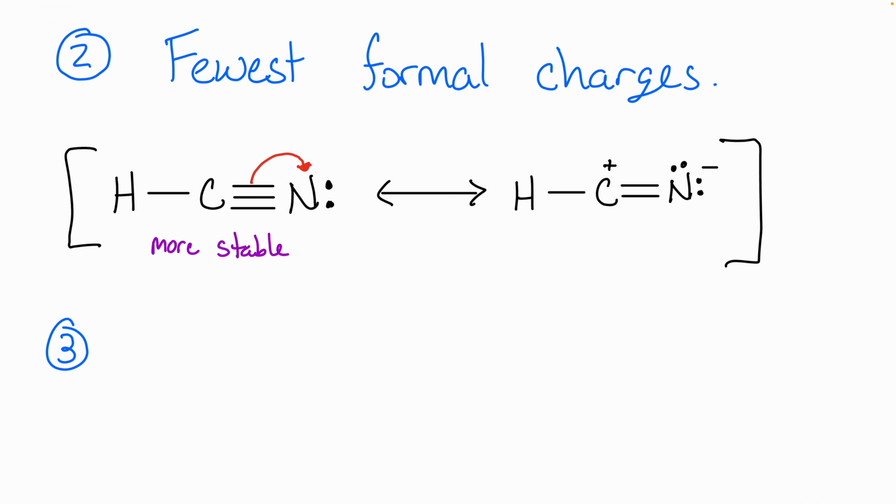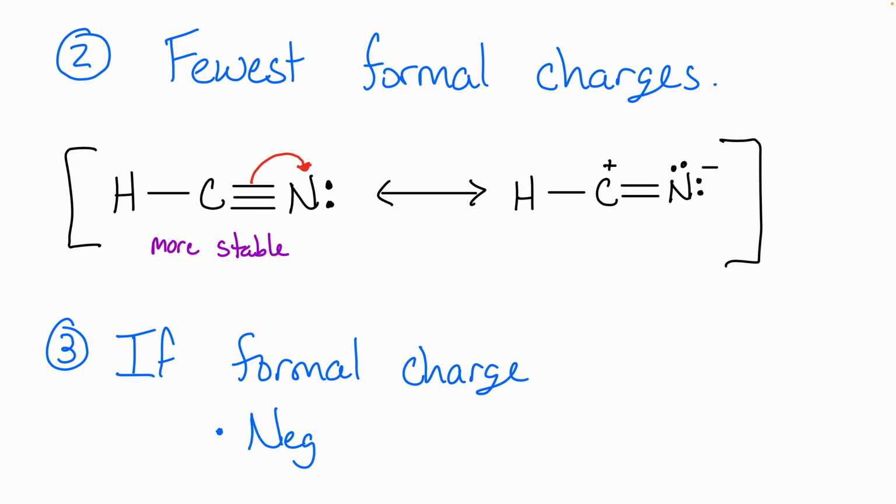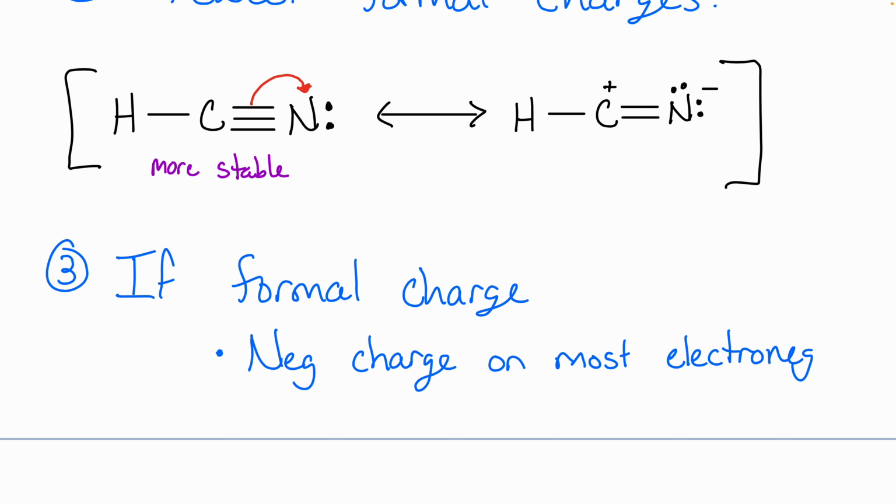All right, and the last thing to consider is if we have to have a formal charge, we want the negative charge to be on the most electronegative atom. And if we have to have a positive formal charge, we want it on the least electronegative.